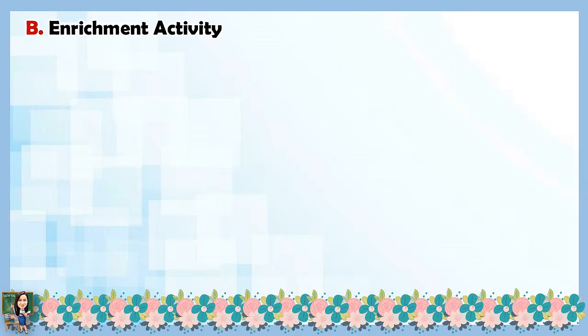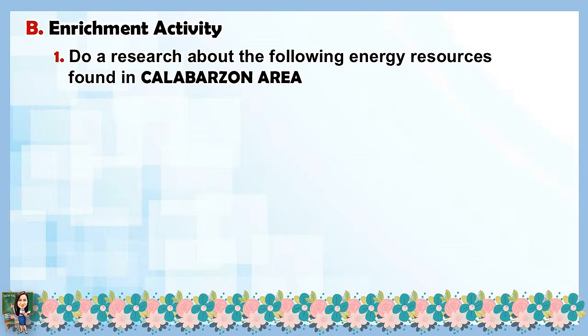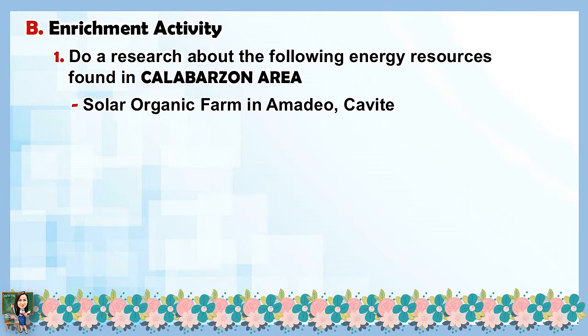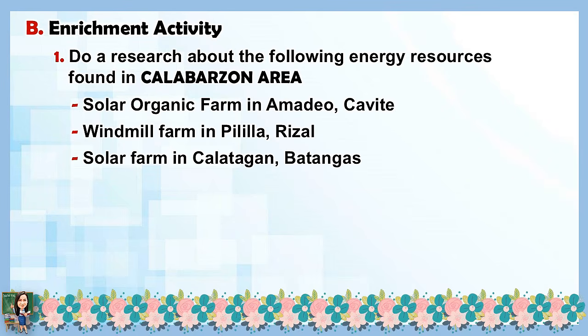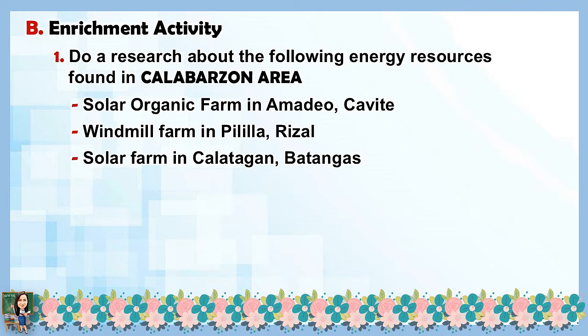For letter B, enrichment activity, do a research about the following energy resources found in the Calabarzon area. Solar Organic Farm in Amadeo, Cavite. Windmill Farm in Pililla, Rizal. Solar Farm in Calatagan, Batangas. So you have to do a research about these energy resources. These are all found in the Calabarzon area. You may use Google for this information.